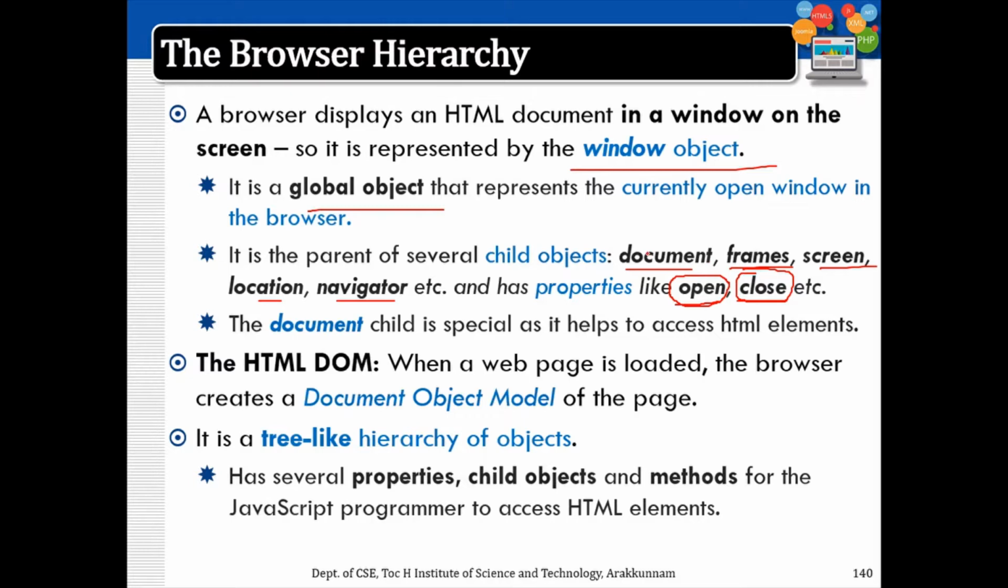While using the direct objects of this global window object, we do not have to prefix the dot operator with the child objects. So our particular concern is with our document object, which we will be seeing in the further slides. HTML DOM is nothing but a tree-like hierarchy of objects which are there in the page, and whenever a page is loaded within the browser, it creates a DOM model, and it has several properties, child objects, methods, etc.